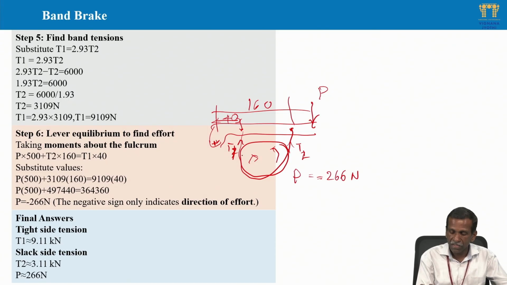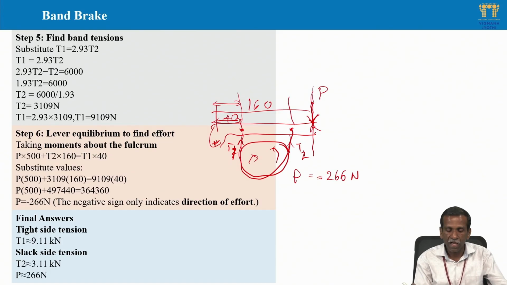So whatever distance is given from the fulcrum to the pivoted points of the belt ends, you have to exactly measure, locate, mark the distances and take the moments. If you get any negative value, it means the initially taken direction of the effort must be reversed; effort should be applied in the opposite direction. That is the only meaning. Taking moments about the pivot and all these are as usual; we are all familiar with that from engineering mechanics.